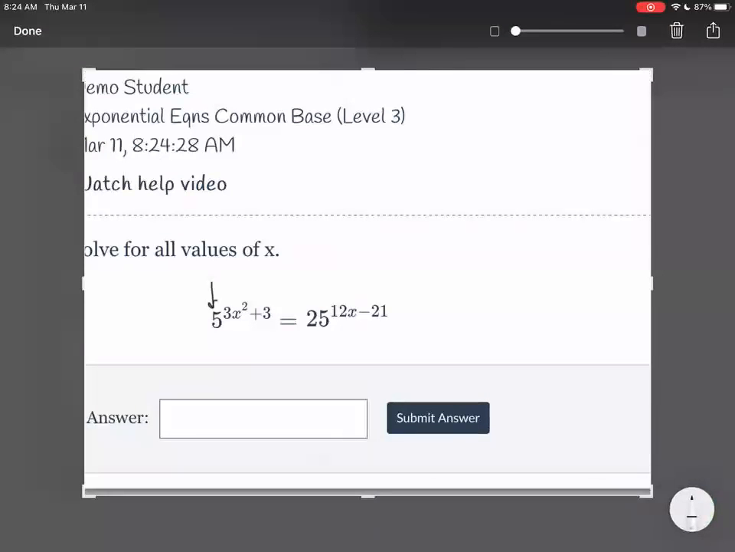Okay, so let's take a look at our bases for this problem. We have a base of 5 and 25. Luckily, we know that 25 is equal to 5 squared. So let's rewrite. This one, I'm not changing it because it already has a base of 5. This one, we can rewrite it as 5 squared.